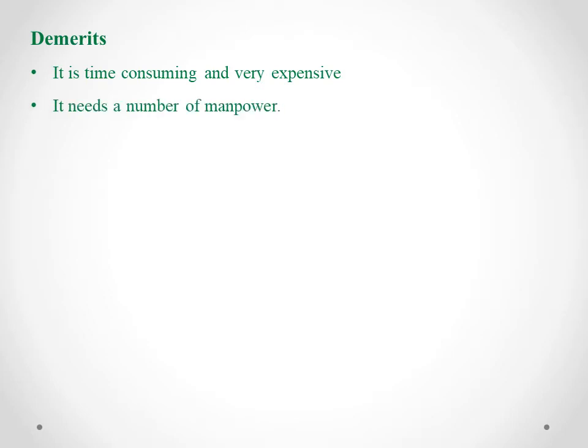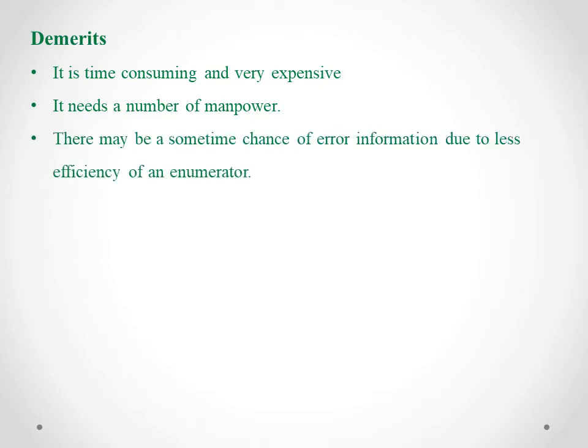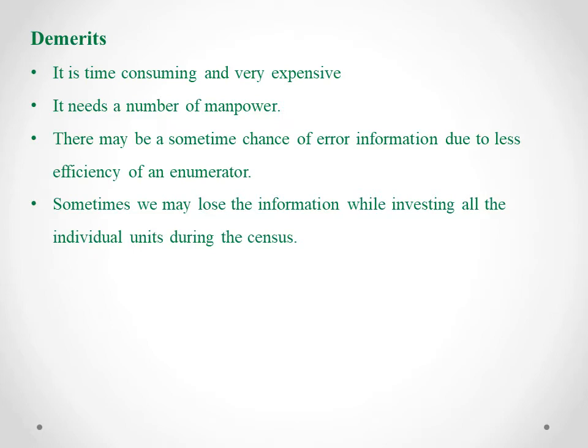The demerits of the census method. It is time consuming and very expensive because it involves collection of data from each and every person or each and every thing. So it requires more money as well as time. It needs a number of manpower for the collection of data. There may sometimes be a chance of error in collecting information due to less efficiency of the enumerators. Sometimes we may lose information while investigating all the individual units during the census.